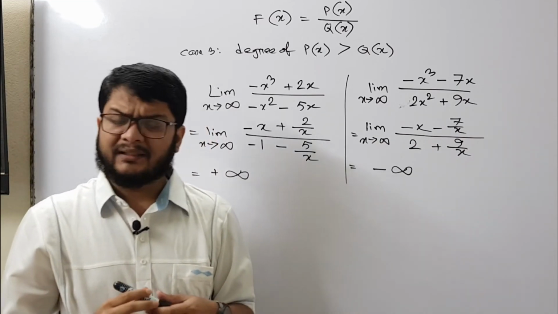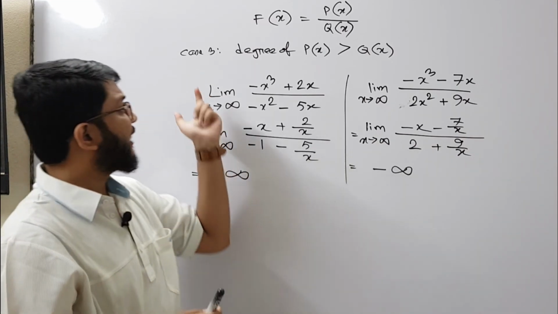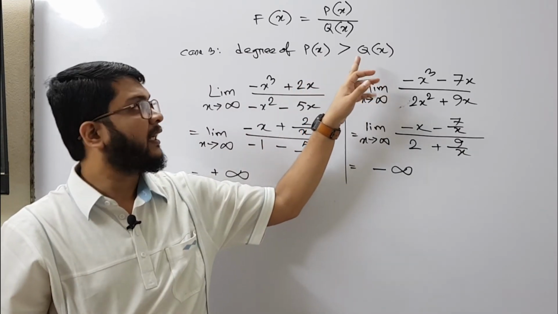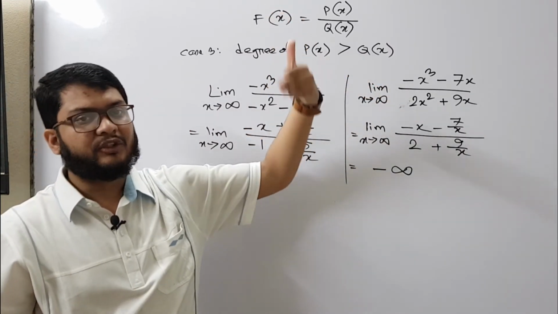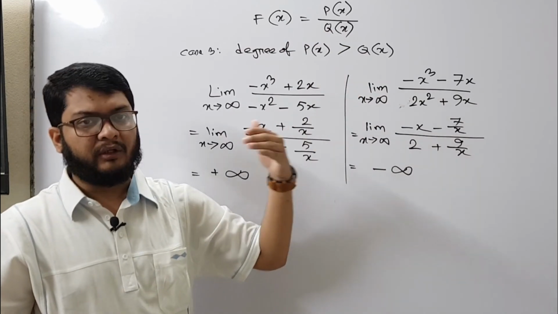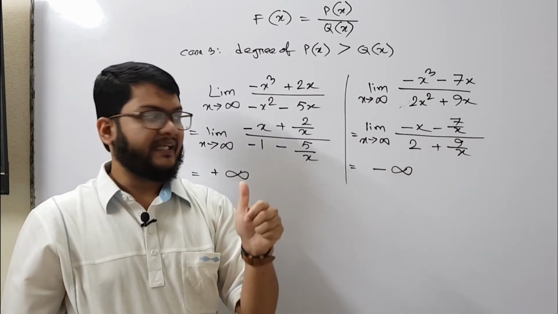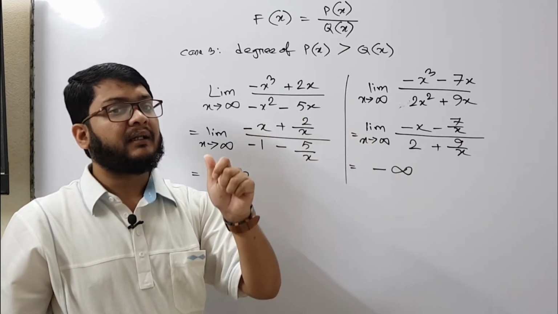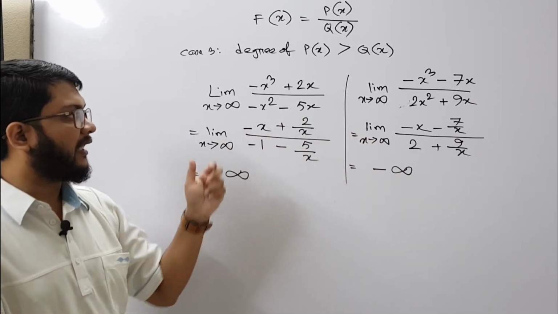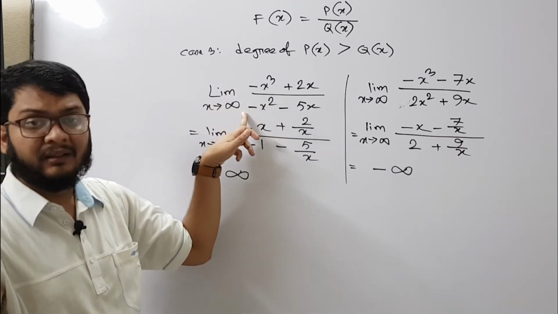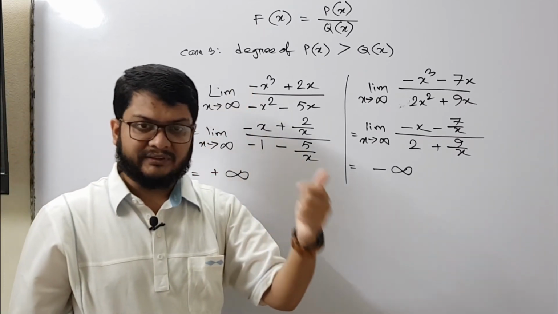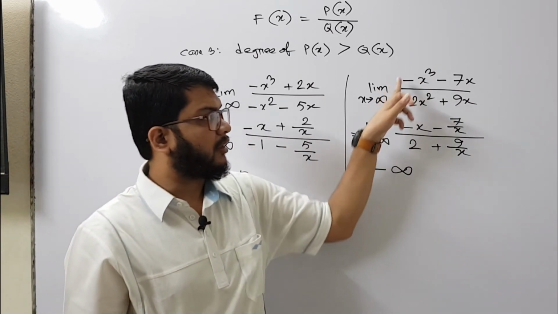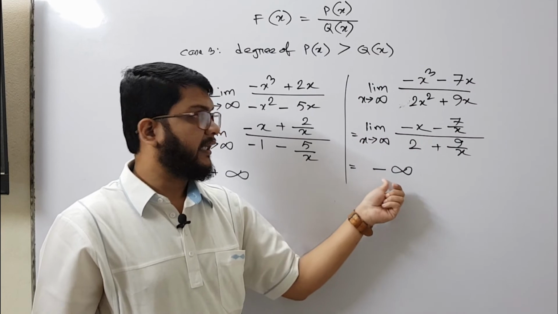So we can come to a conclusion that in this case, case number 3, when the degree of p of x is greater than the degree of q of x, that is, the degree in the numerator is greater than the degree of the denominator, we will get either positive infinity or negative infinity depending on the leading coefficients. If the leading coefficients are of the same sign, that is, if both are positive or both are negative, then the result will be positive infinity. If they are of opposite sign, then we will get negative infinity.